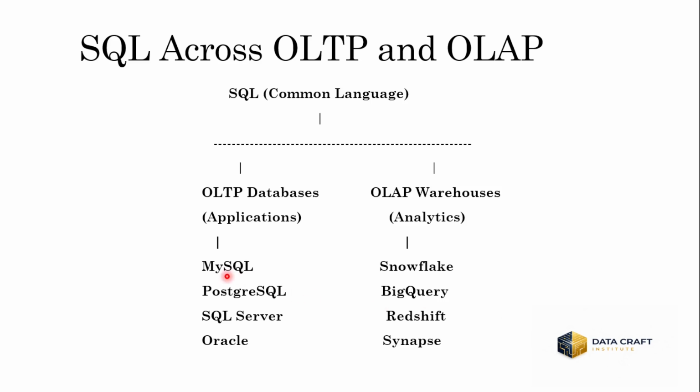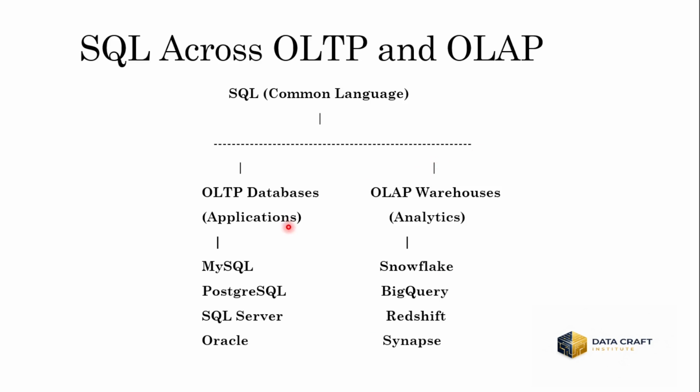On the left, we have applications like MySQL, PostgreSQL, SQL Server that power the day-to-day business operations. And on the right, we have data warehouses like Snowflake, BigQuery, Redshift. These are built for analytics, reporting, and decision-making purposes. The same SQL concept works everywhere, but each platform has its own dialect and optimization. Okay, so just an initial introduction.